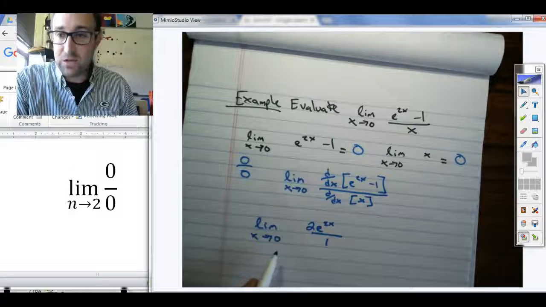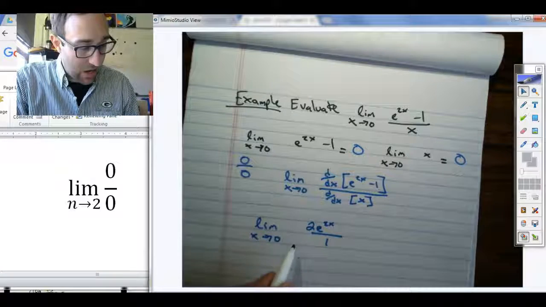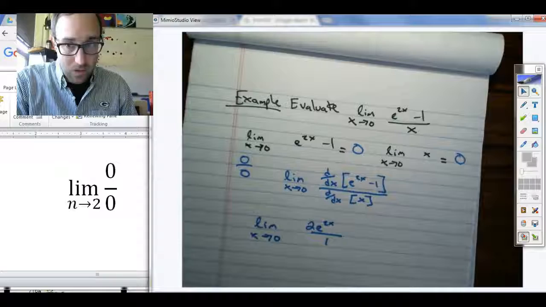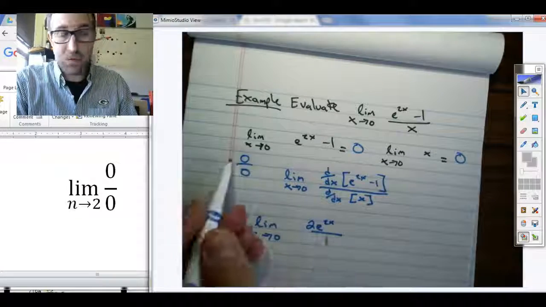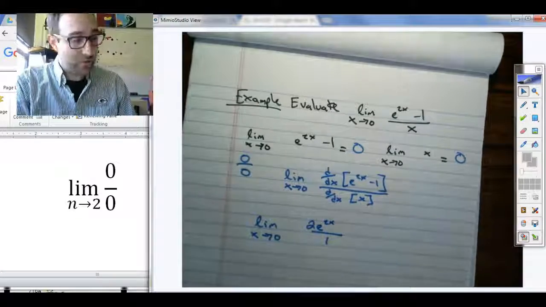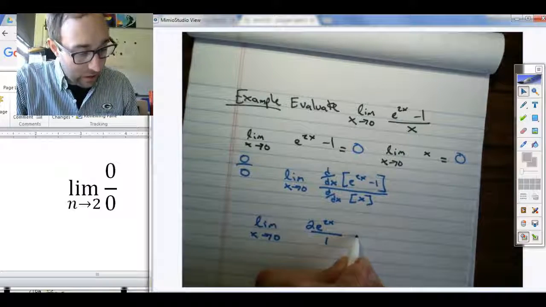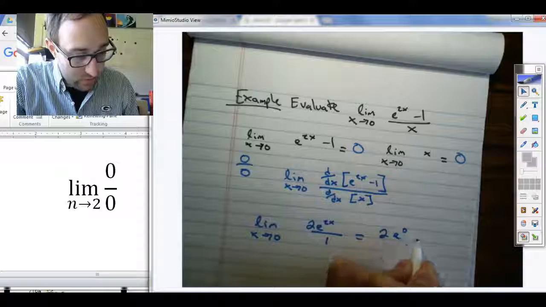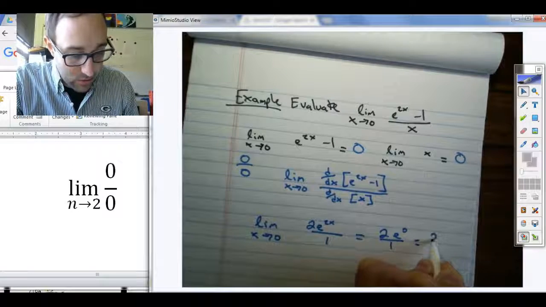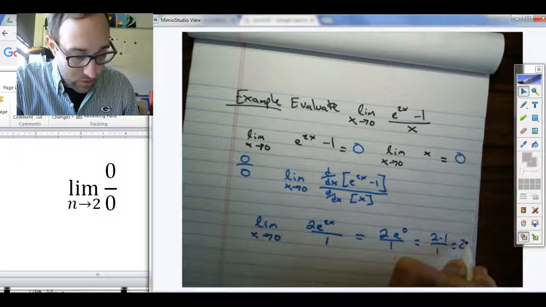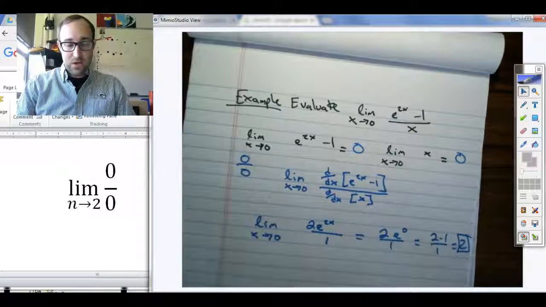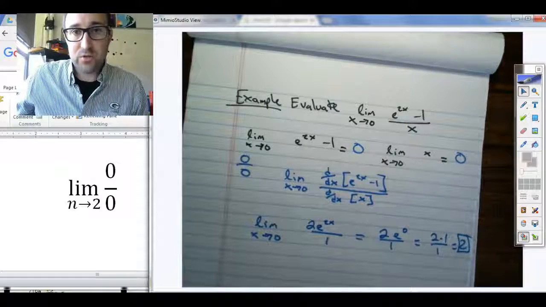Now can I evaluate this? Absolutely I can, because I don't have divide by 0 anymore. I don't have 0 divided by 0, no indeterminate form. So we should be okay. So plugging in 0 into the x, I get 2 times e to the 0 over 1, which is really just 2 times 1 over 1, which is really just 2. So there it is. It is just 2, and what I'll show you is on the calculator.